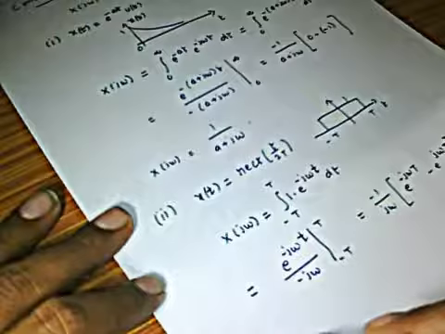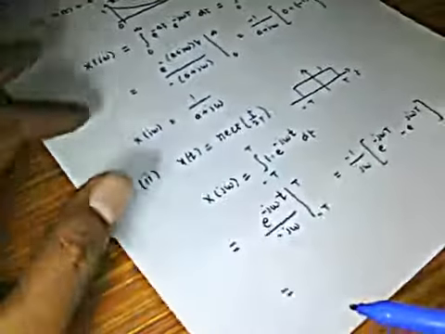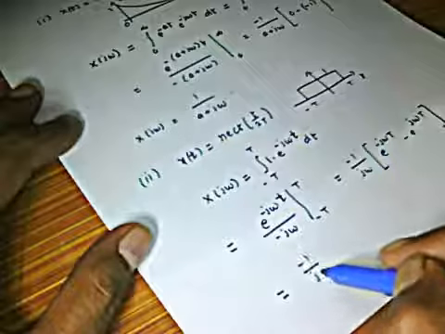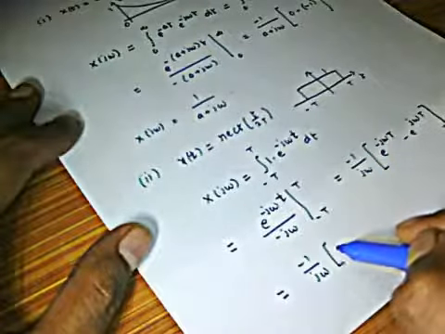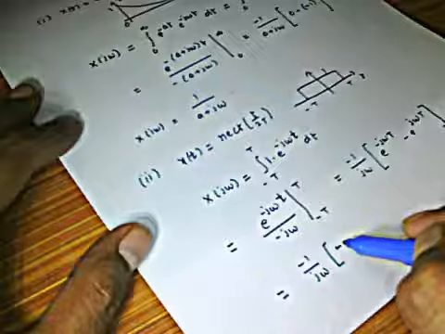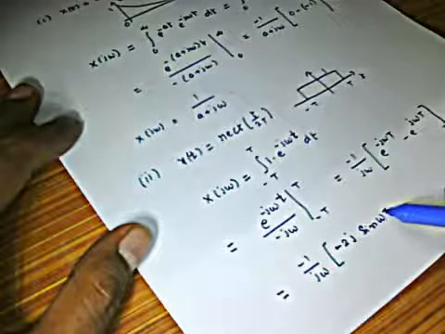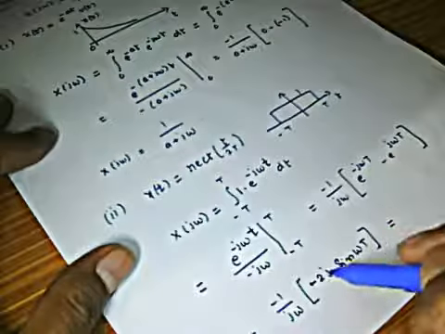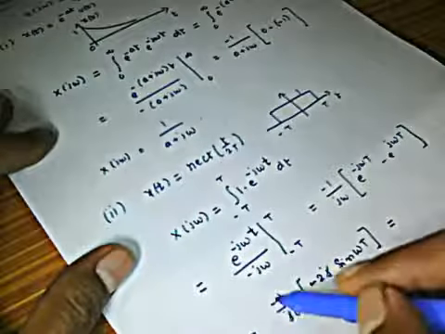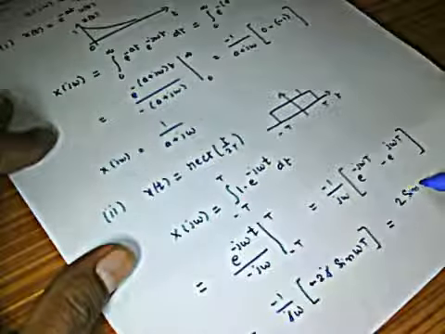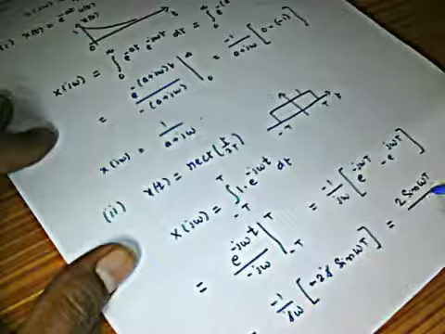So this will be equal to minus 1 by j omega into minus 2j sine omega into capital T. So finally j will get cancelled out, minus 1 into minus 1 is plus 1. So this gets simplified to 2 sine omega T by omega.